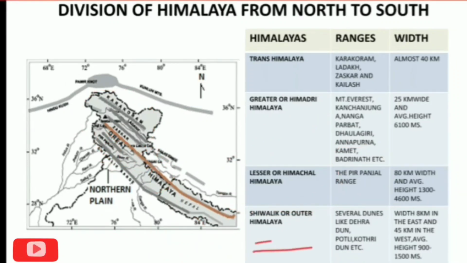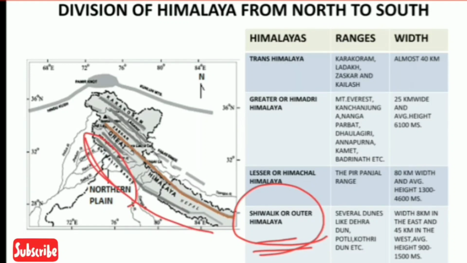In its extreme southern part, we have Sivalik or Outer Himalaya. That is the extreme south of the Himalayan ranges. Here you can see the Shivalik range. It mainly includes parts of Jammu Kashmir, Himachal Pradesh and Uttarakhand. So it starts from Jammu Kashmir and ends in Uttarakhand.